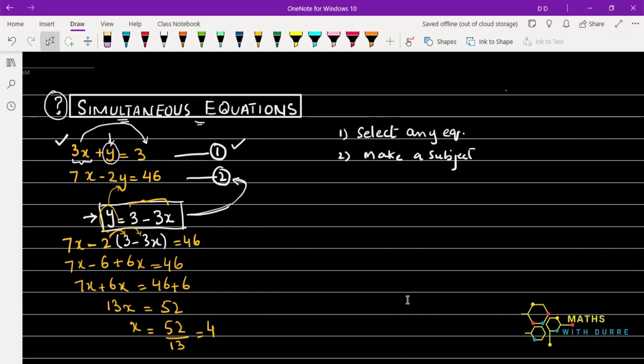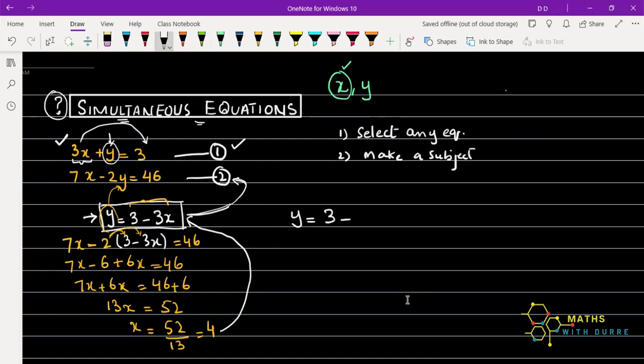So is it a complete method? Have we found the values of all variables? There were two unknowns. Unknown number 1 was x and the other was y. I came to know the value of x, but I still have to find the value of y. So now I will substitute the value of x in this expression.